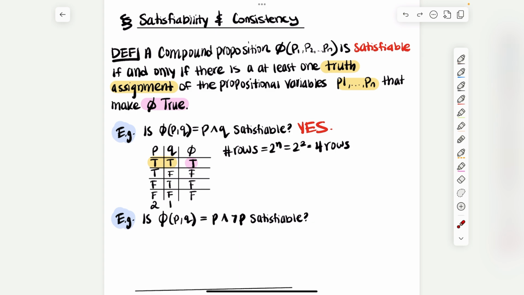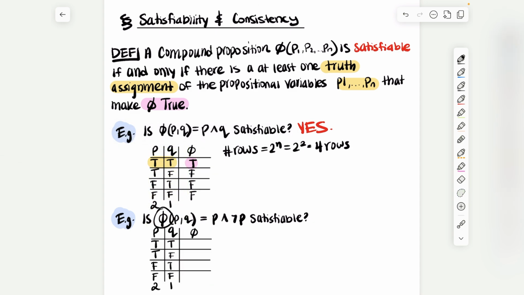Let's try another one. Here we have the same number of inputs, so it's going to be the same truth table in terms of the individual propositions. The only thing that's different is that we have another compound proposition. Let's call this 1, let's call this 2, so we can differentiate here. And this one is p and not p. So to make our lives easier, let's do another column for not p. Not p is just a fancy way of saying the opposite of p, so whatever p is, we just take the opposite, so that would be false, false, true, true.